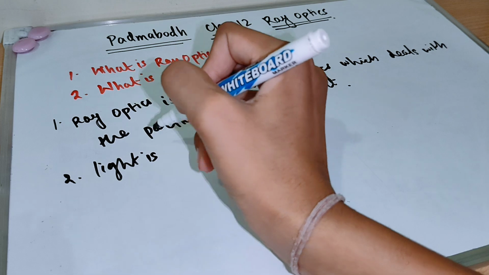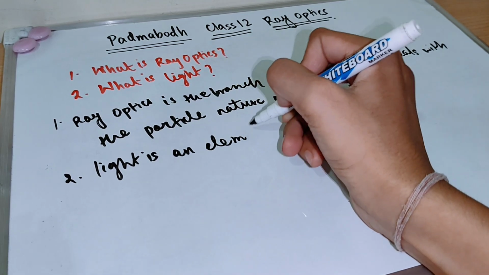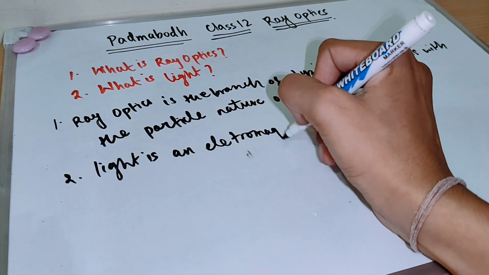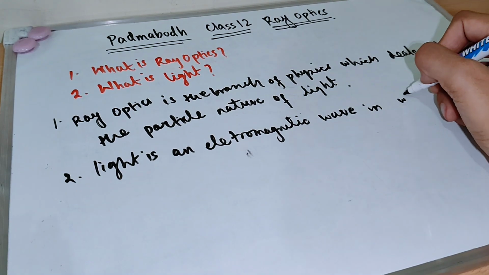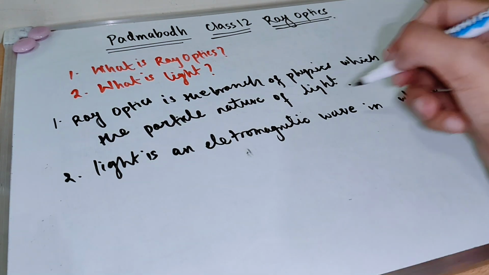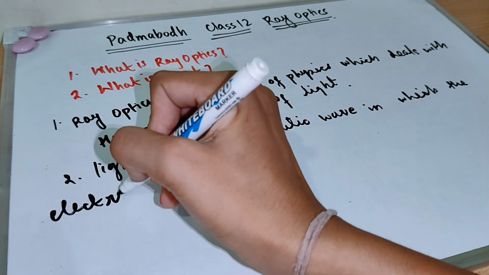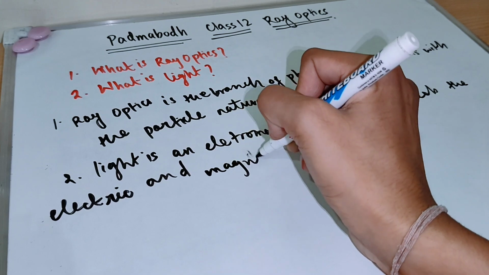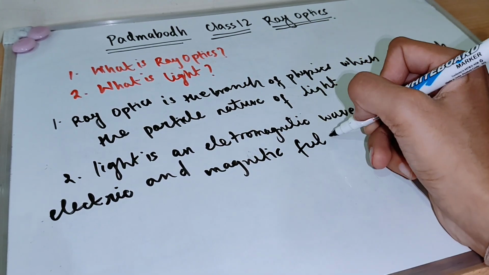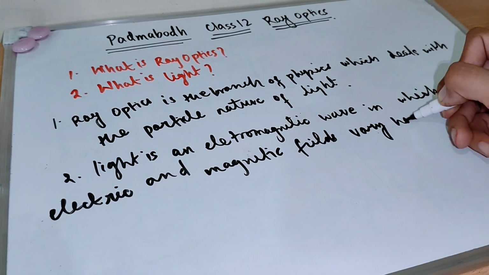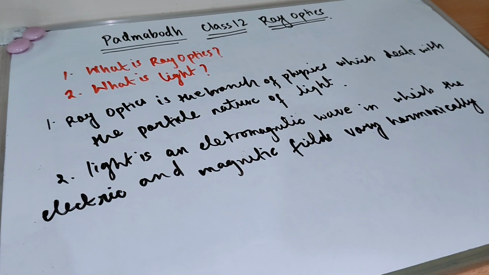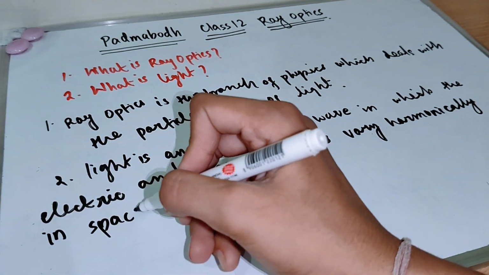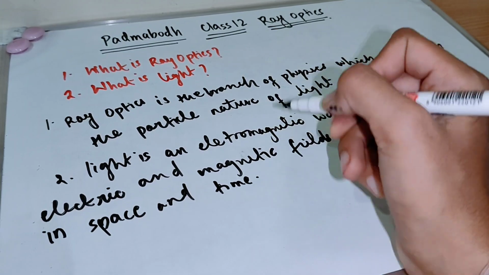Light is an electromagnetic wave in which the electric and magnetic fields vary harmonically in space and time. You can also take notes along with me.